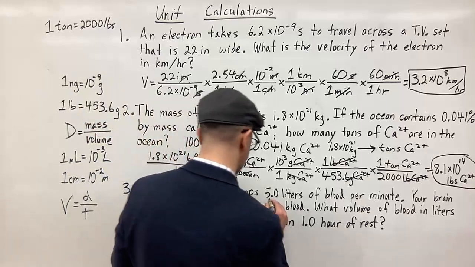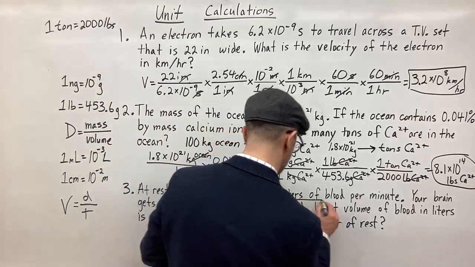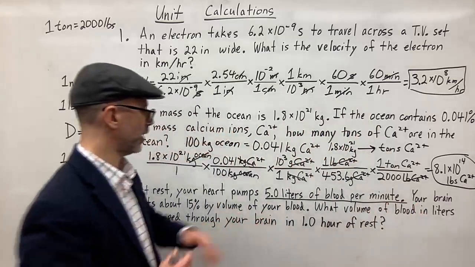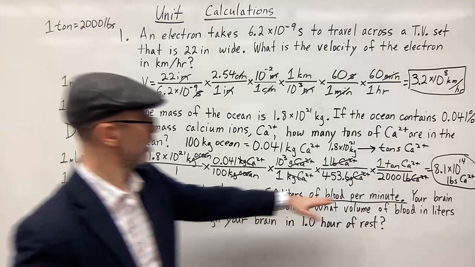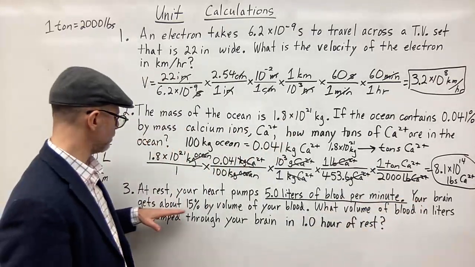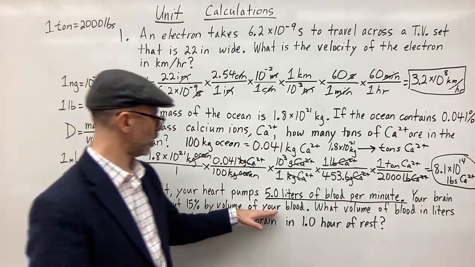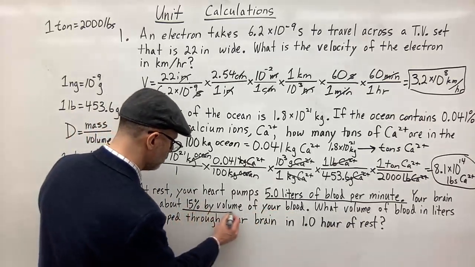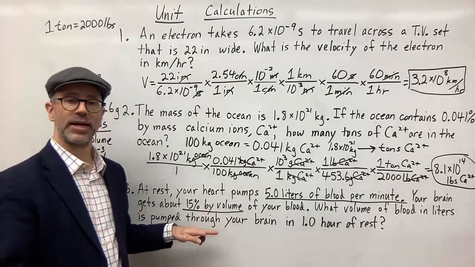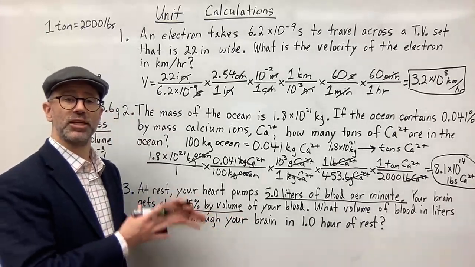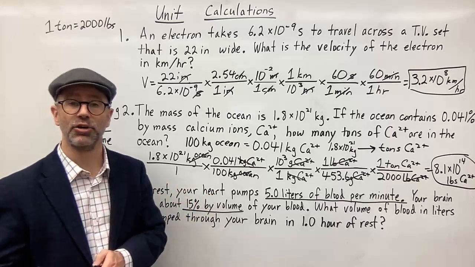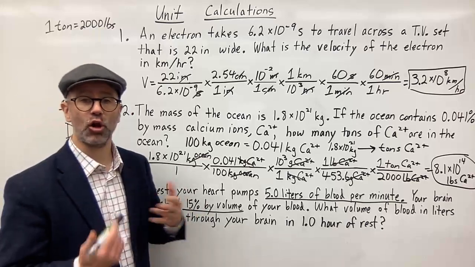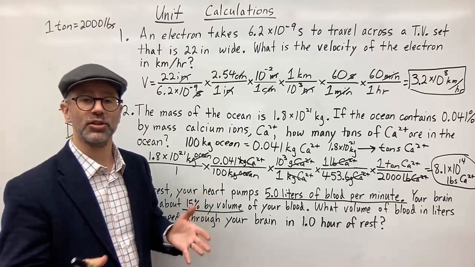So let's underline that: liters of blood per minute. That's a conversion factor. Your brain gets about 15% by volume of your blood. Again, 15% by volume is a conversion factor. Remember, 15% means 15 out of 100. Out of 100 what? Well, it's by volume, so it's a volume unit. It could be liters, 100 liters of blood.